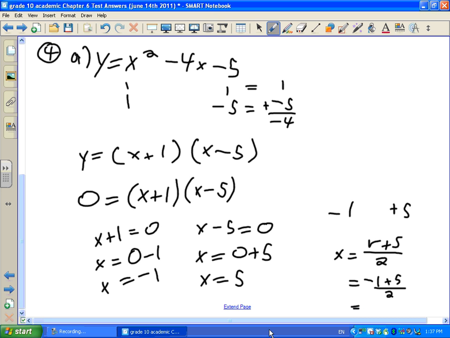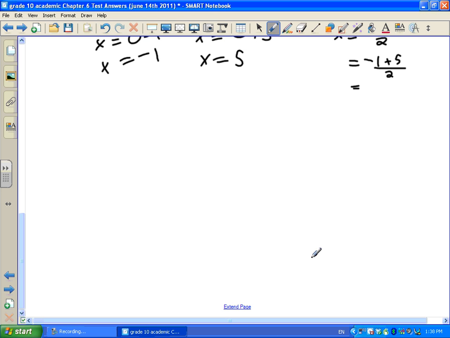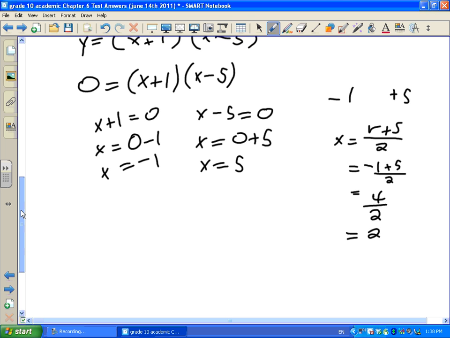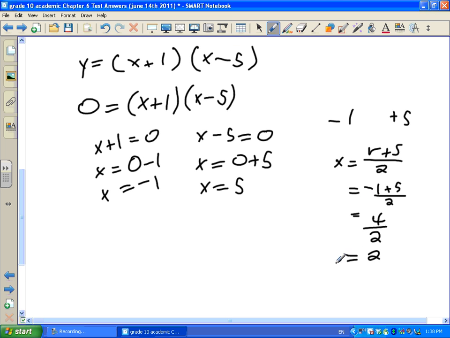So equals 4. Okay. 4 divided by 2 equals 2. Okay? So, our axis of symmetry, or the x value of a vertex, is 2. So I want you to write the word vertex, and then the coordinate underneath. So vertex. Now put the brackets for the coordinate. Now, the x-coordinate is 2. It's the exact same as the axis of symmetry, but we need to find y.